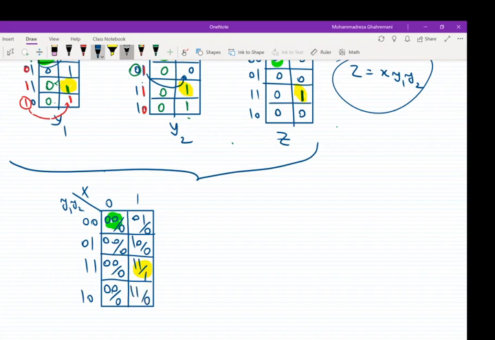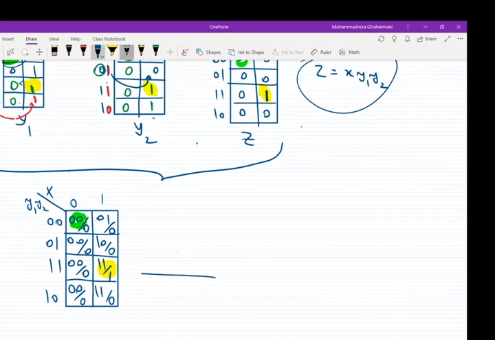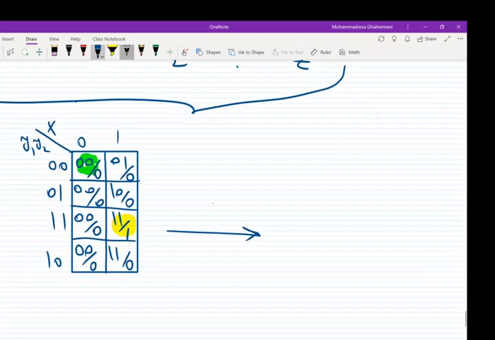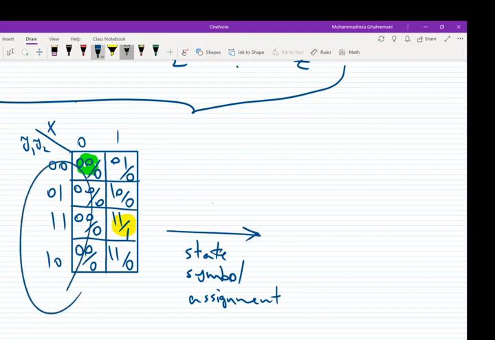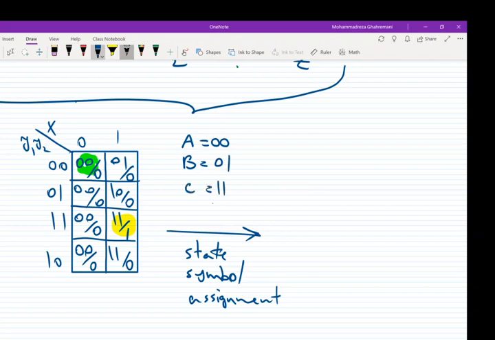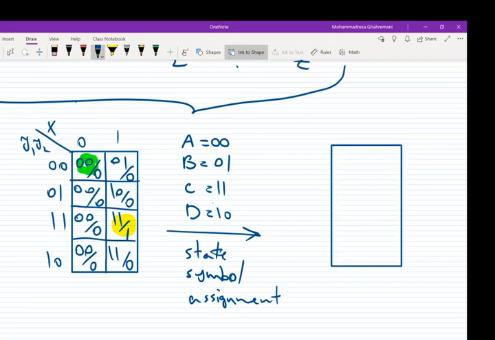Okay, this one is the state table, and what we need to do now is state symbol assignment. We assign a symbol for each state. So we say, for example, state A is 0 0, state B is 0 1, state C is 1 1, and state D is 1 0. So we continue by drawing the table again.